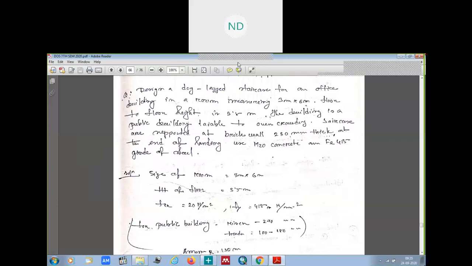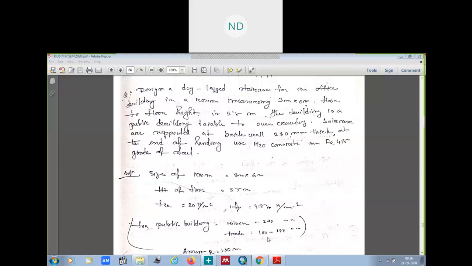Okay, so if we solve this question now, these are the given data. The size of the room is provided to you. Height of the floor we know is 3.5 meter. fck is 20 Newton per mm square because it is M20. fy is given to be Fe415.